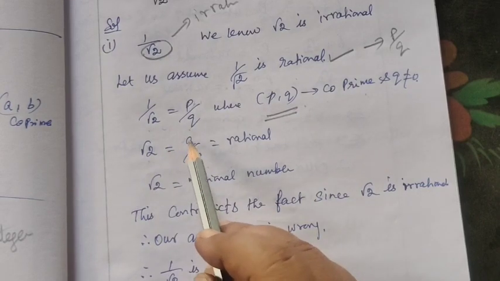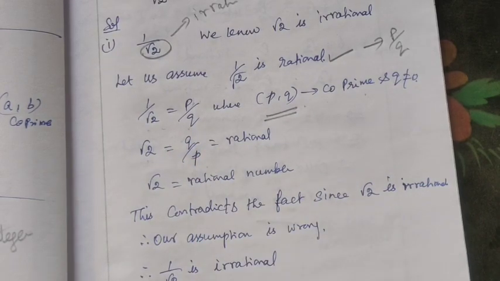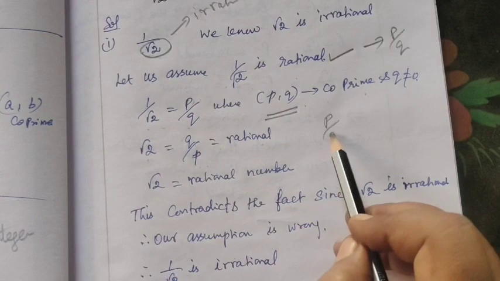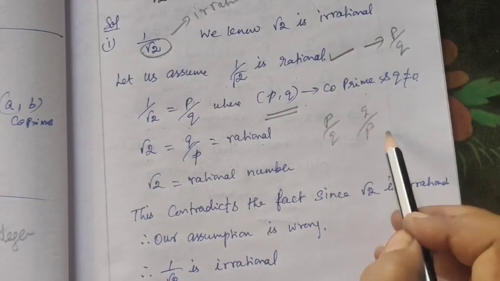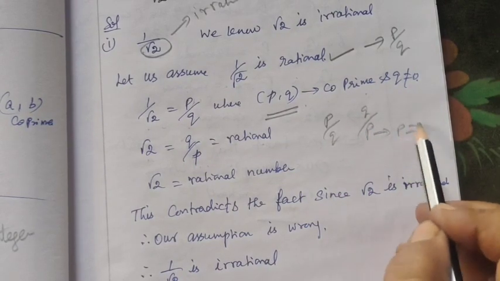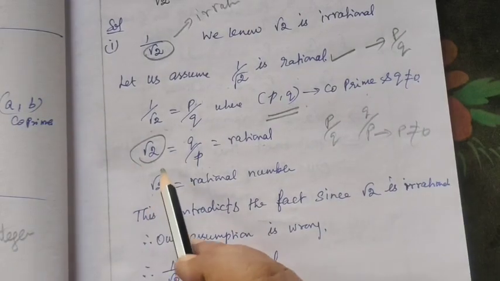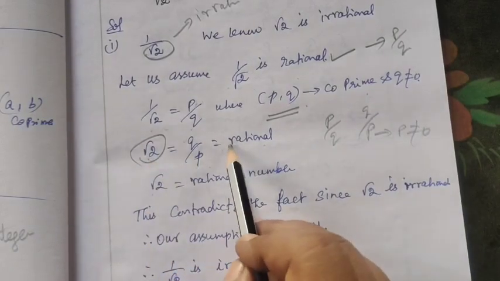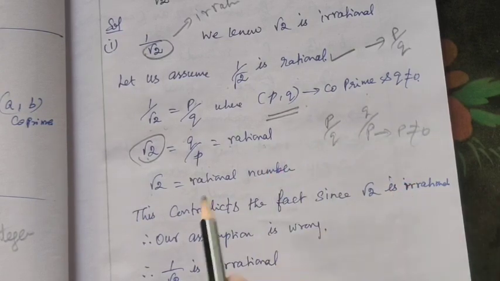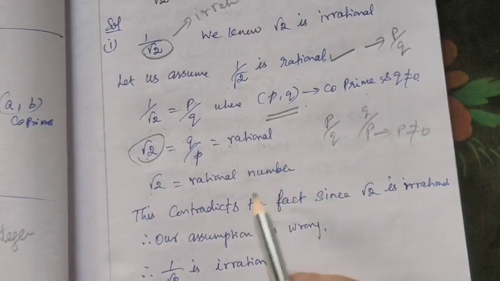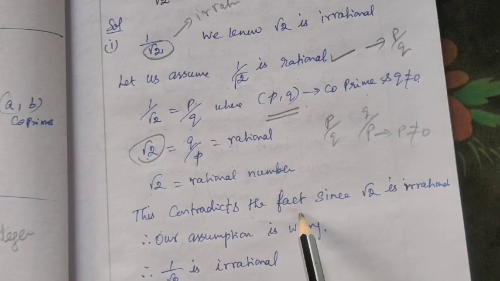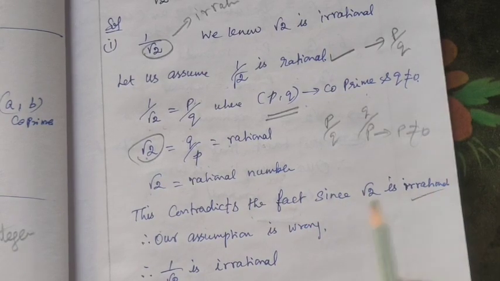Therefore root 2 equals q by p. So it shows q by p is a rational number where p is not equal to 0. But root 2 is an irrational number. An irrational number equal to a rational number, that is wrong. Therefore our assumption is wrong. So this contradicts the fact, since root 2 is irrational. Therefore 1 by root 2 is irrational.